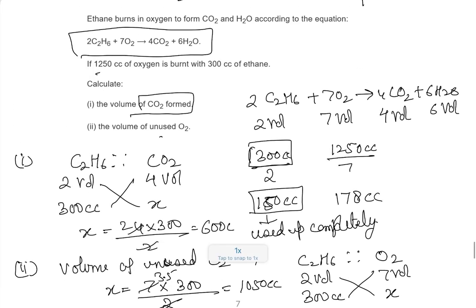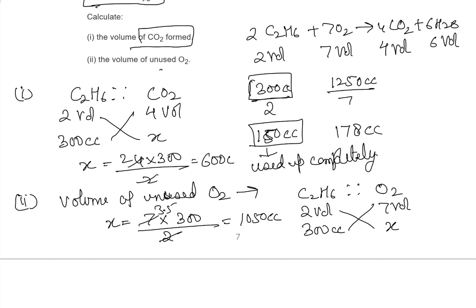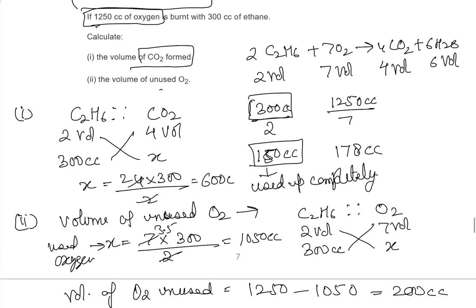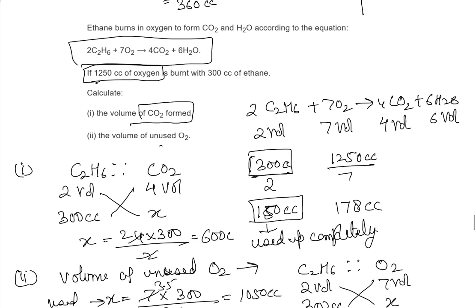But in the question you see the amount of oxygen given is 1250. So the volume of oxygen unused will be the total amount, which is 1250, subtracted by 1050. You will get the answer 200 cc. So both parts you got the answer, and this is the way you are going to calculate. You can practice similar types of questions, and I will be posting more questions in the drive, so you can practice more past paper question types.